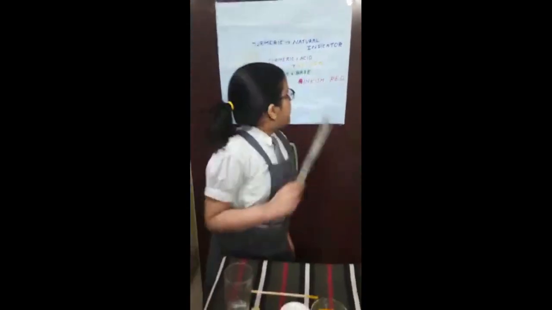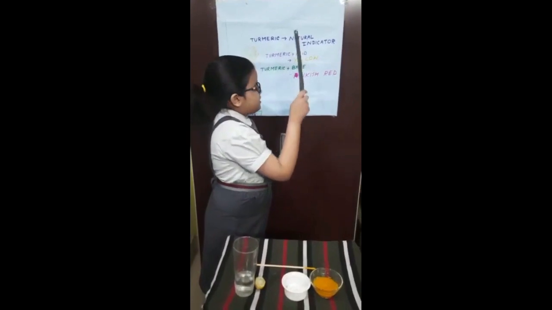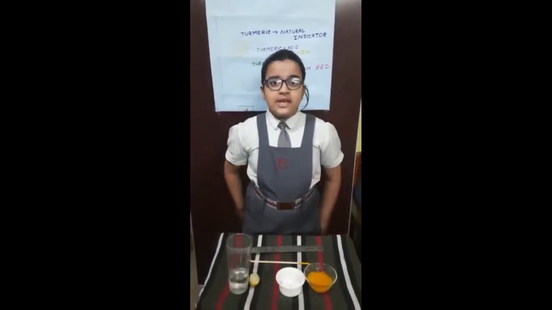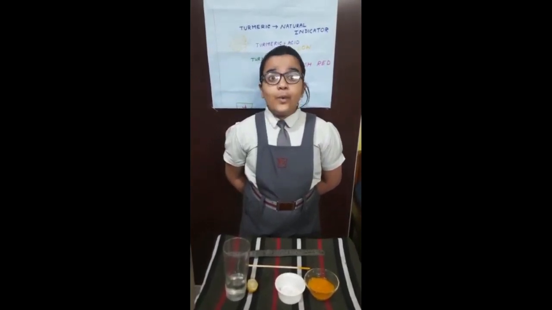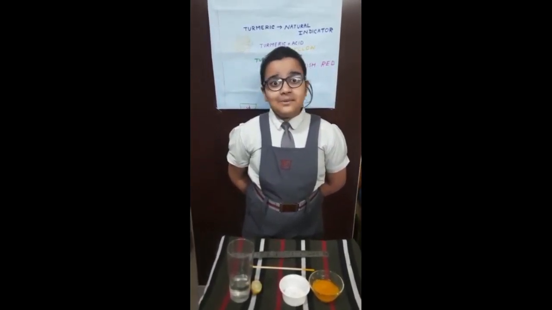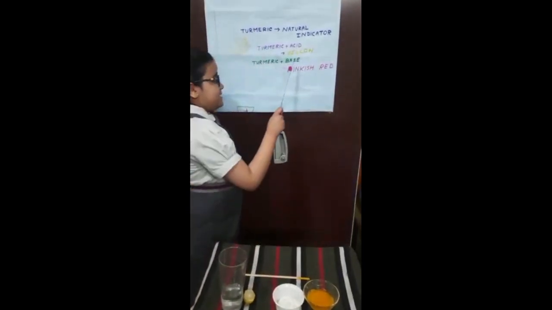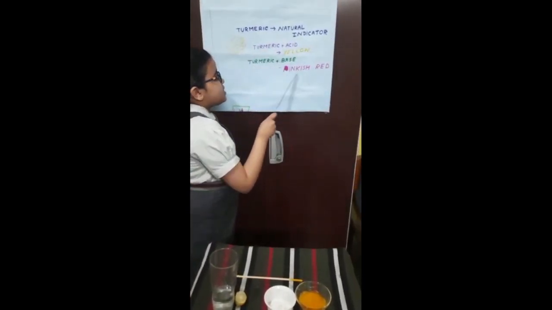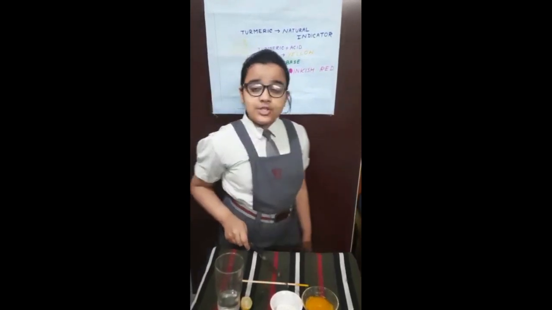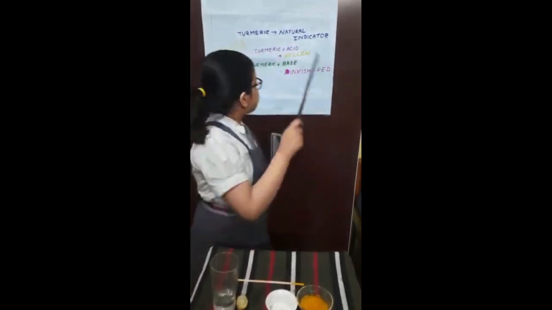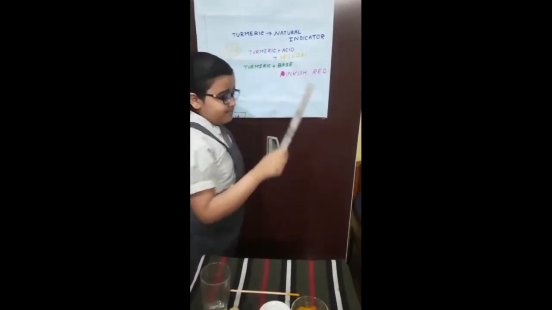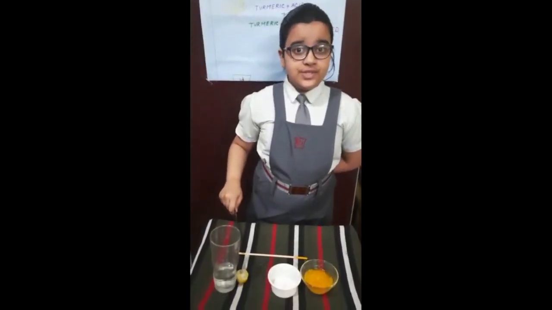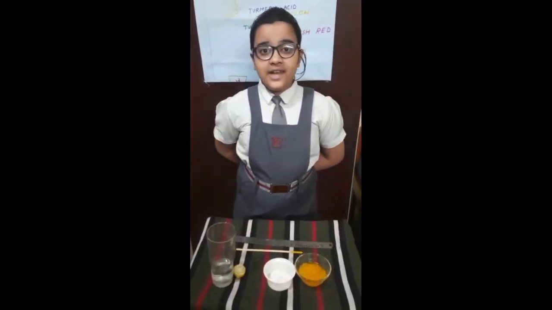Now you all are thinking, how is this happening? Turmeric is a natural indicator. What are indicators? Indicators are substances which change color when brought in contact with acids and bases. When a base is added to turmeric, the color changes into pinkish red. So, detergent is a base. When an acid is added to turmeric, the color changes into yellow. So, lemon juice is an acid. I hope you liked the experiment.